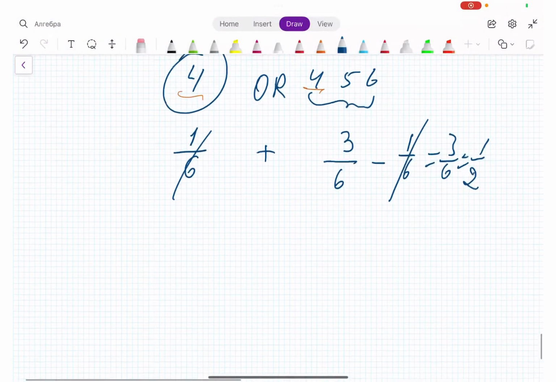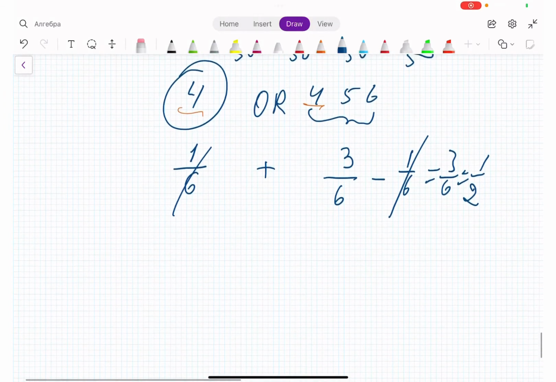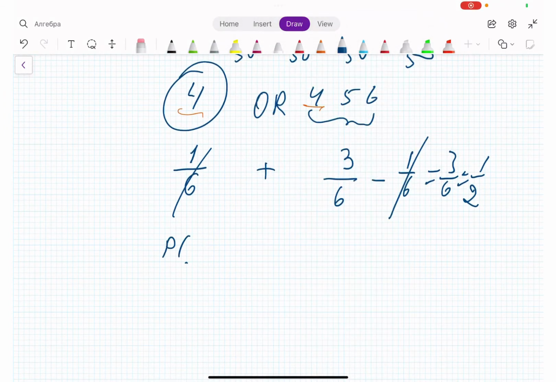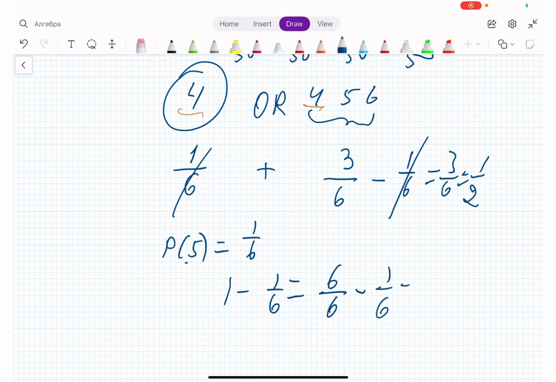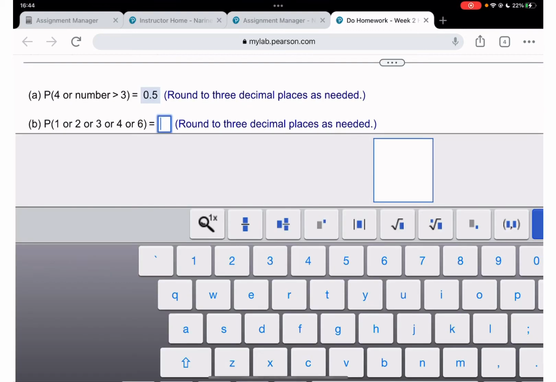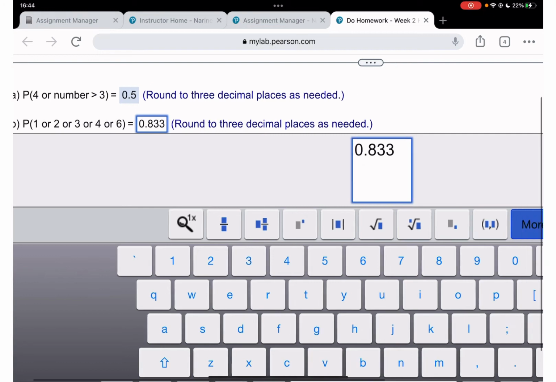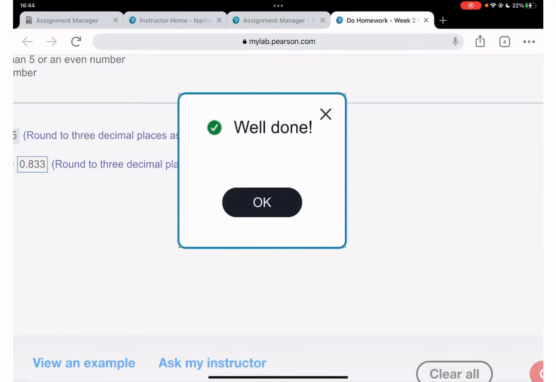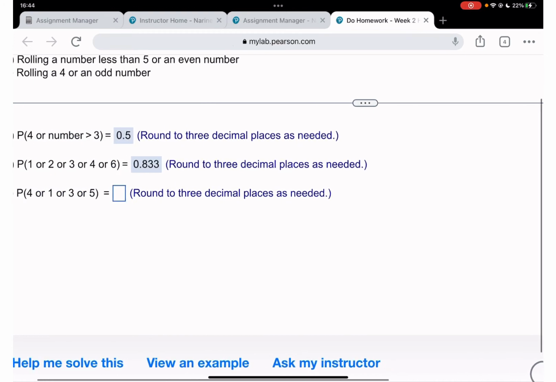And if I take probability of 5, which is 1 over 6, the probability for the rest is going to be 1 minus 1 over 6. 1 I represent as 6 over 6 minus 1 over 6. We are getting 5 over 6. If I divide, I get 0.833. Okay? .833. Okay. Good work. We have anything else?